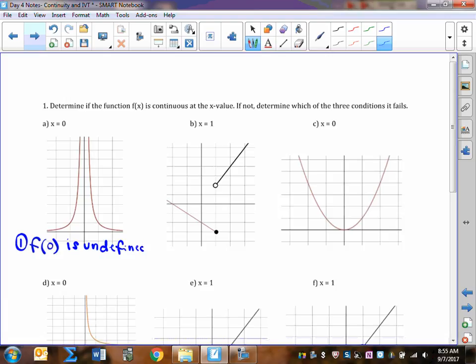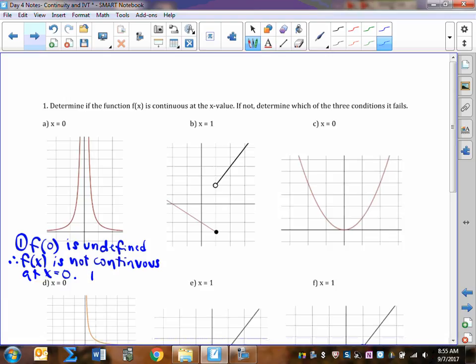So that has immediately disqualified us from being continuous at that point. So we can go ahead and say, therefore, f of x is not continuous at x equals 0, because again, we're talking about just this specific point. So therefore, f of x is not continuous at x equals 0. And then we're going to say this next part only because it specifically asks for it. If not, determine which of the 3 conditions it fails.